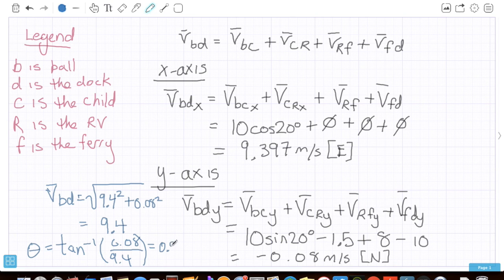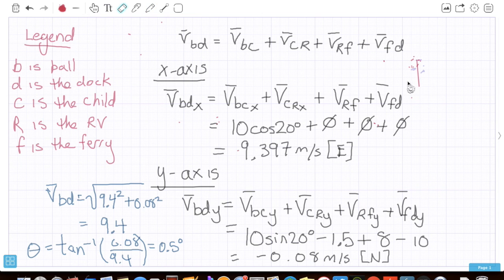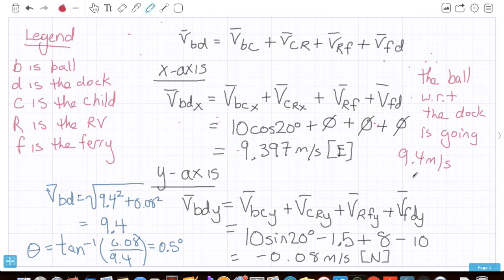So our conclusion: therefore, the ball with respect to the dock is going 9.4 meters per second east, half a degree south, because it's negative there.